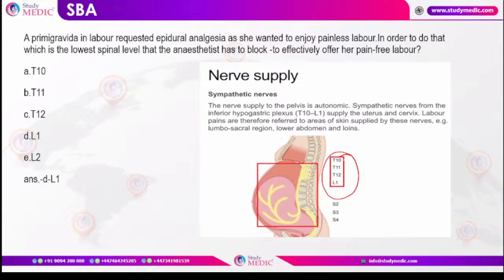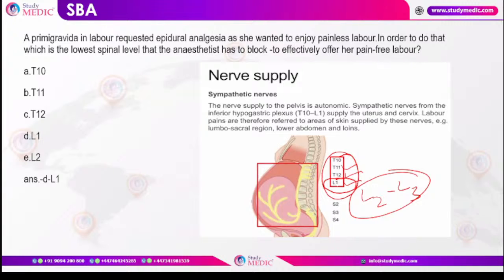If you block T10, obviously the drug is going to spread downwards and you can have painless labor. Similarly, if you block T11 also, the pain will be blocked. T12 also, and L1. Now, L1 is the lowest level. If you block it, you can offer painless labor. If you go below L1 and block L2 or L3, the lady is not going to have painless labor. Okay, so this is one part.